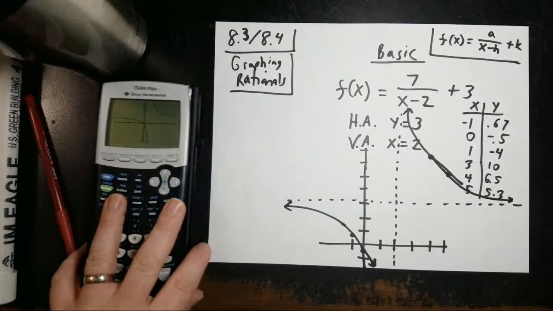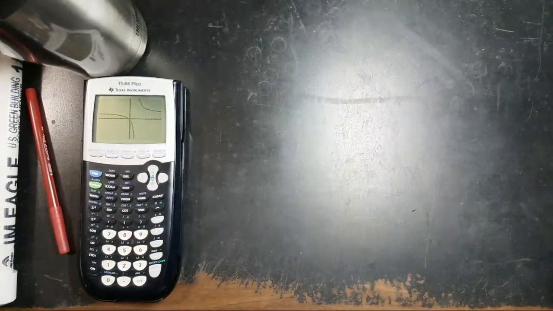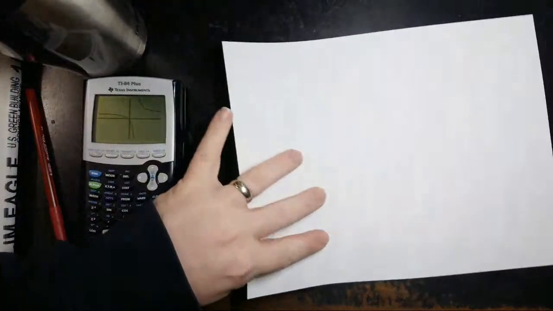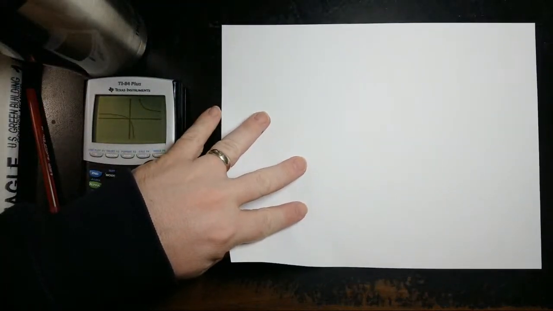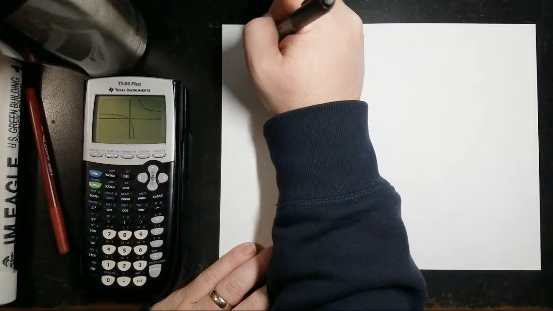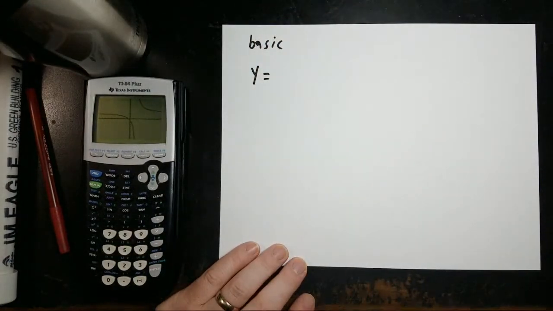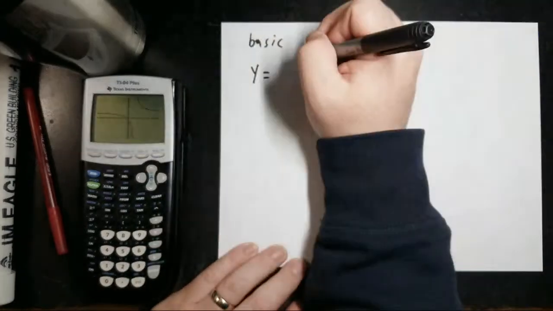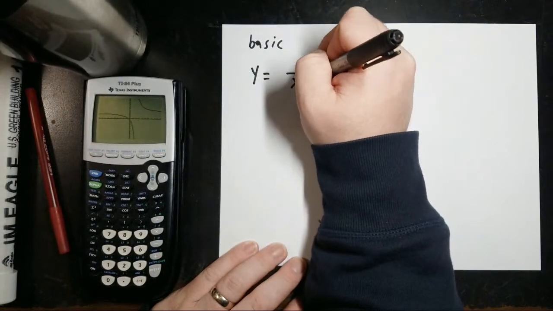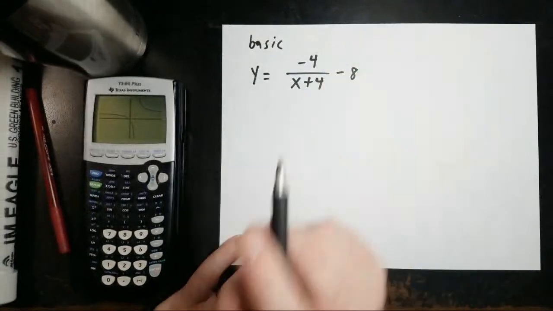Let's try another basic one. One more basic one before I talk about the non-basic ones, because the non-basic ones are so much fun. In my opinion, of course, but they're fantastic. Here's another basic example. Graphing. Could be y equals, could be f of x equals. Does not matter. -4 over x plus 4 minus 8. There we go.